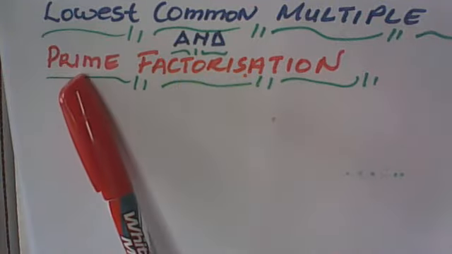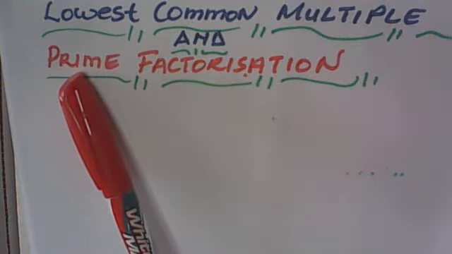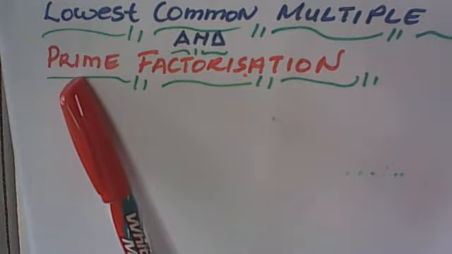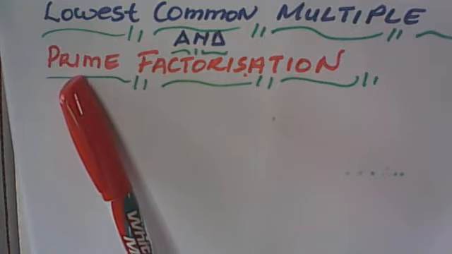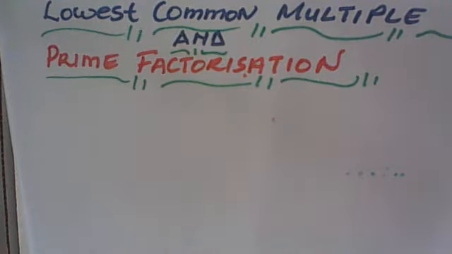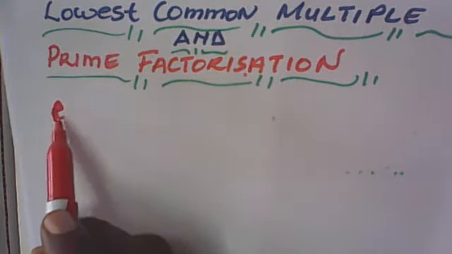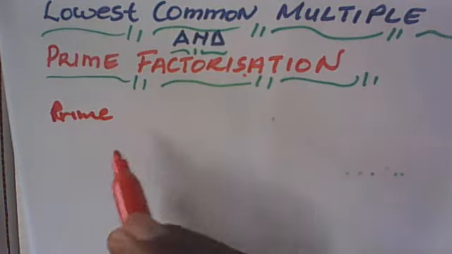So, what are prime numbers? Prime numbers are all those numbers whose factors are one and itself. That means all the numbers having two factors. They have not more than two factors. Those are called prime numbers. So let us write them. Prime numbers.